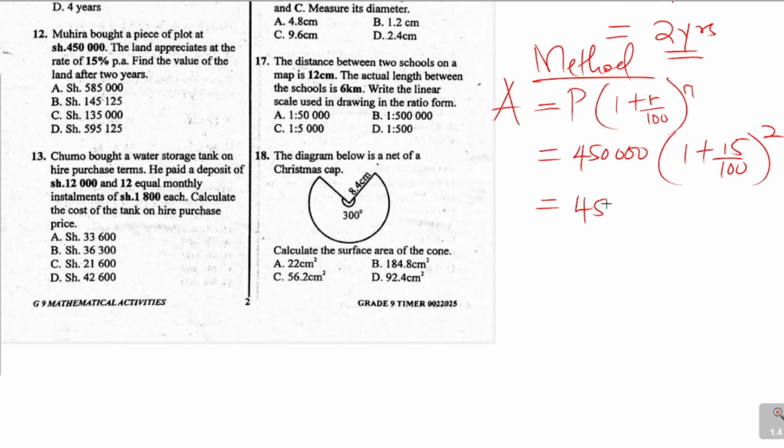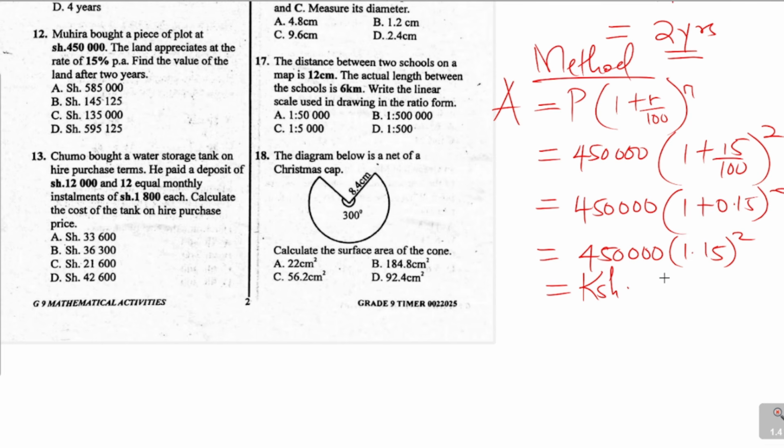So you simply work out this. So this will be 450,000, then 1 plus 15 over 100, which is 0.15, raised to power 2. So this will give 450,000 multiplied by 1.15 squared. So when you use a calculator to work this out, you will simply get 595,125. So that is method 1.